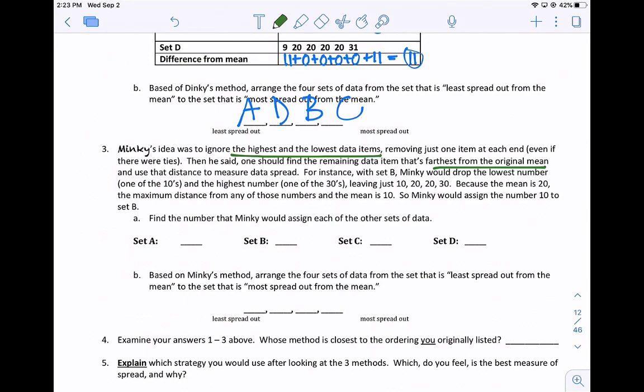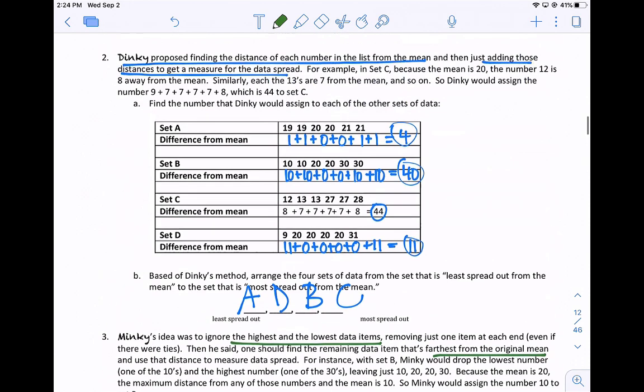So you look for the maximum distance from 20. Because the mean is 20, the maximum distance from any one of those numbers to the mean is 10. So the biggest distance from the average is 10, and that would be set B. All right, so let's do that one together.